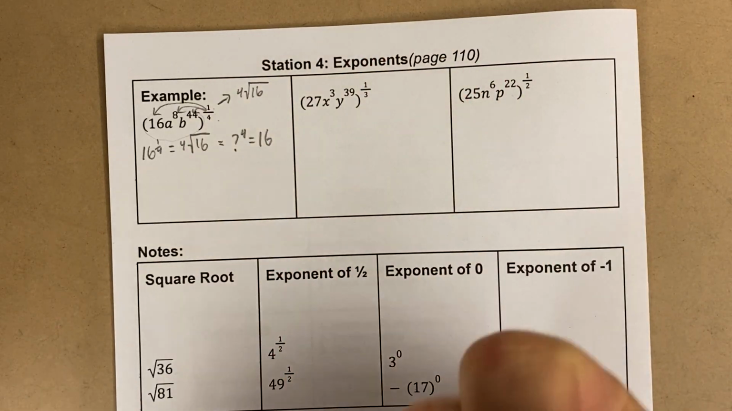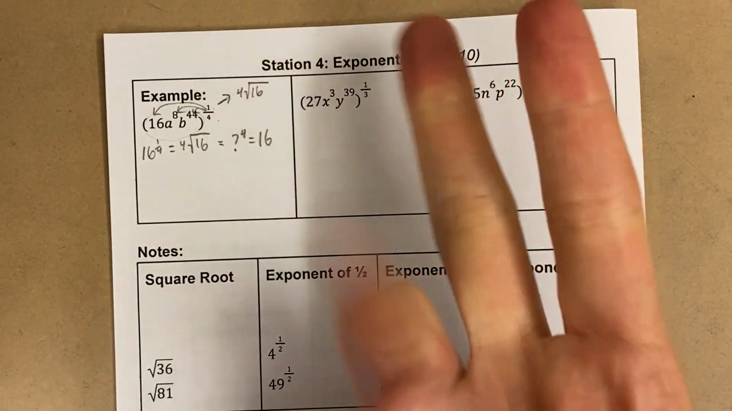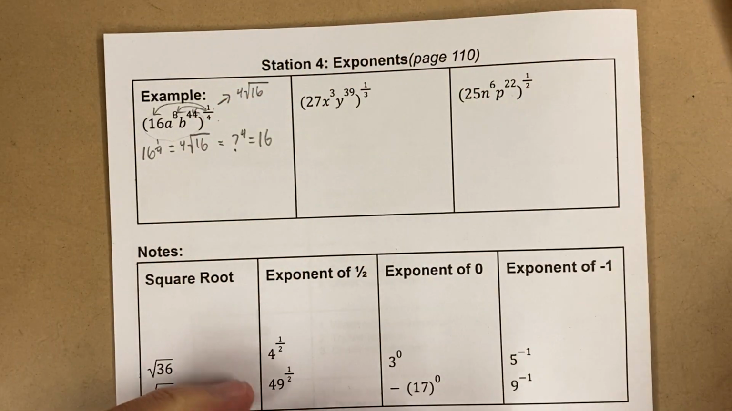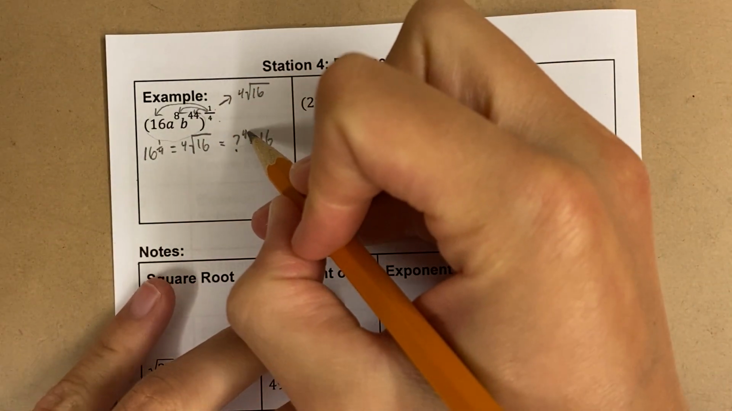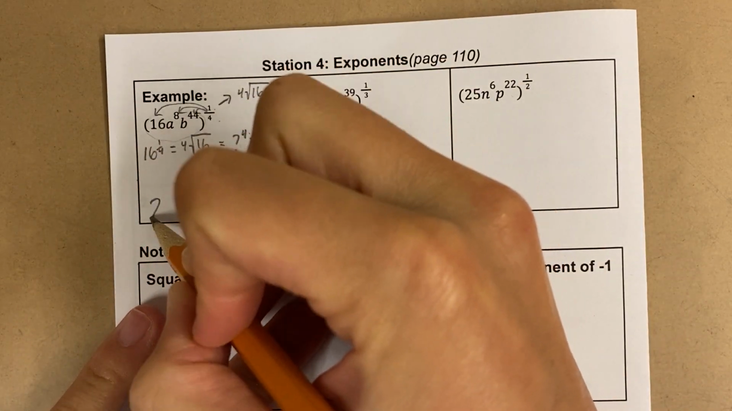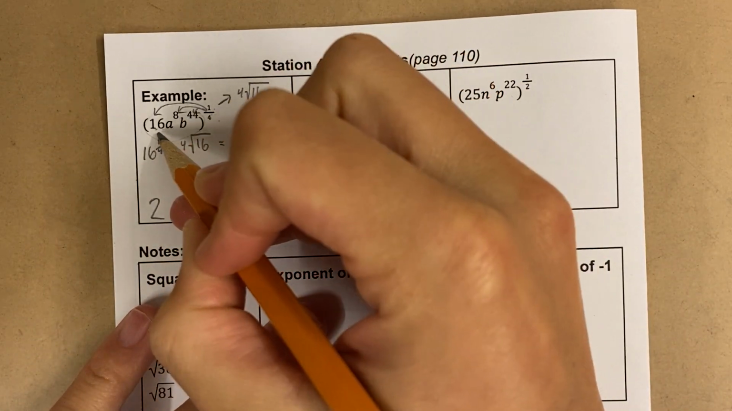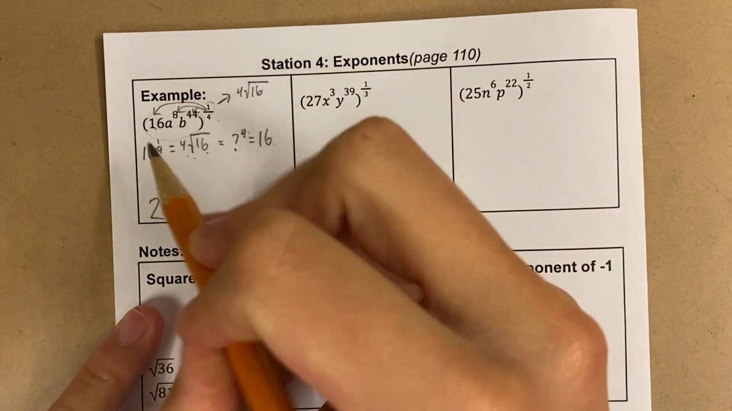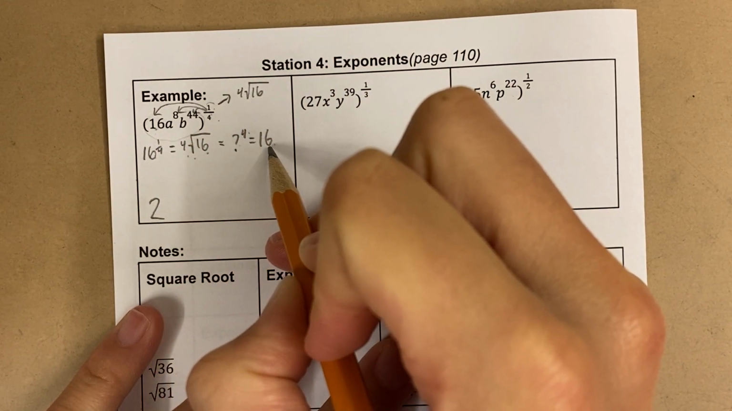Okay, how about 2? 2 times 2, that's 4. Times 2, that's 8. Times 2, that's 16. Oh hey, 2 to the 4th power is 16. So what number to the 4th power is 16? It's 2. So 16 to the 1/4 power is 2, because 16 to the 1/4 power is the 4th root of 16. What number to the 4th power equals 16?